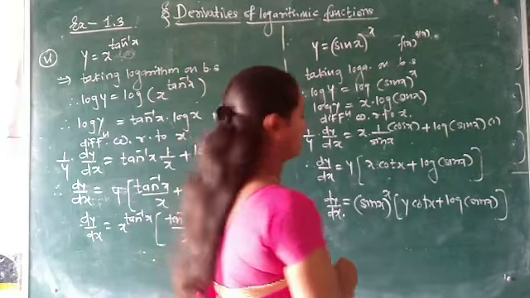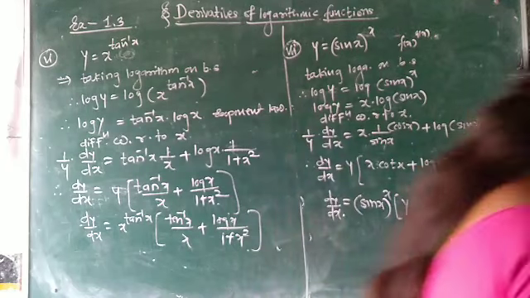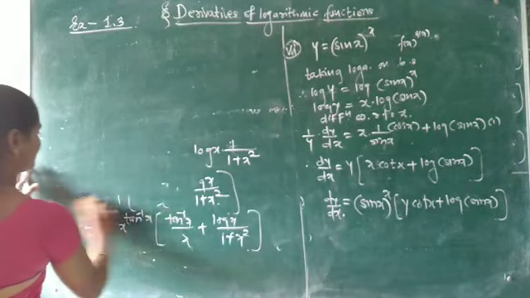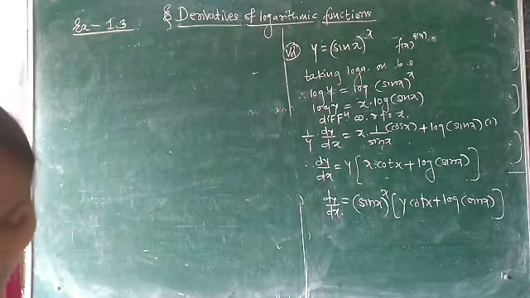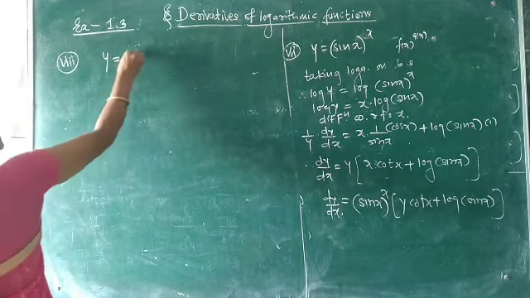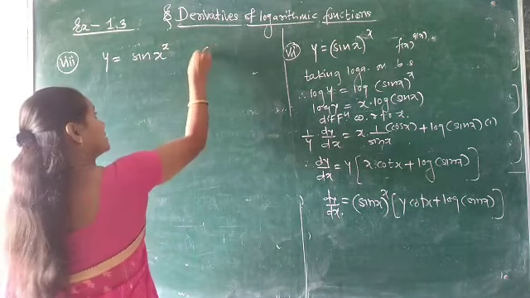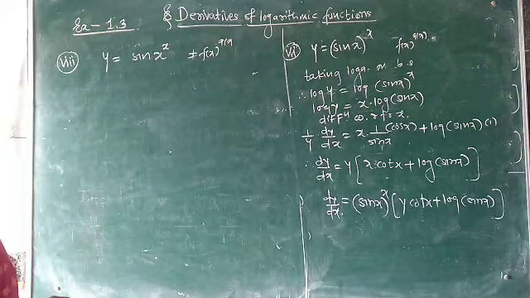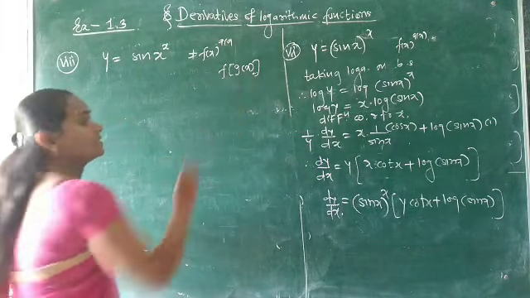Question number 7. Now what is question 8? That is sin of x raised to x, sin (x raised to x). Now this is not in the form of f of x raised to g of x. This is in the form of f of g of x. This is a composite function.